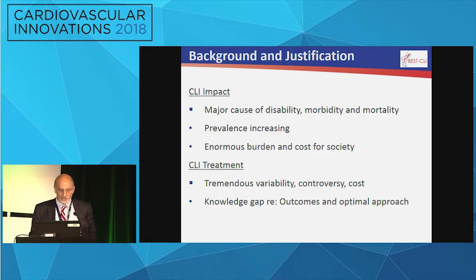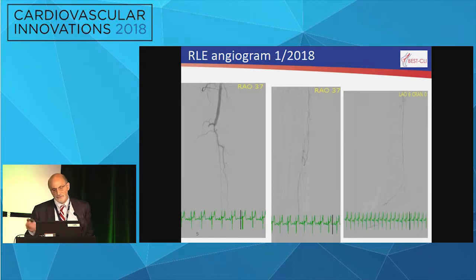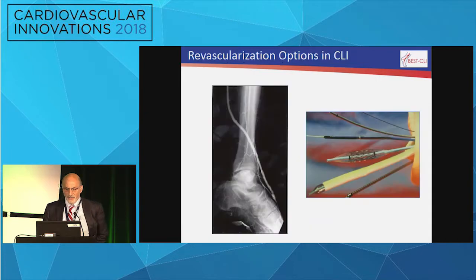So we have a huge knowledge gap regarding outcomes and what's really the optimal approach for these patients. If you have a patient with mostly infrapopliteal disease, but all three tibials are occluded and looking lousy, they could be opened up percutaneously, maybe one of them. There's a good target downstream. Should you bypass this person, or should you take them to the endo suite?